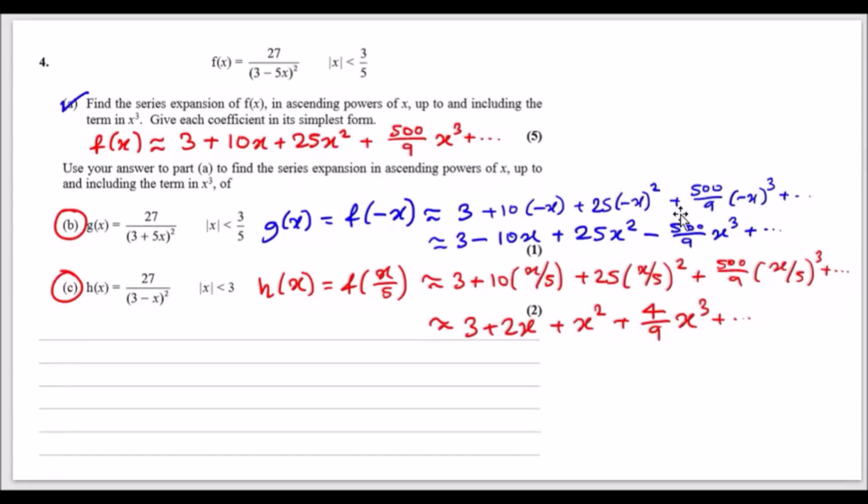So yeah, just expand it, guys. So 10 times minus x gives us this, minus x squared is positive, minus x cubed is negative, and so on. So it just alternates now.